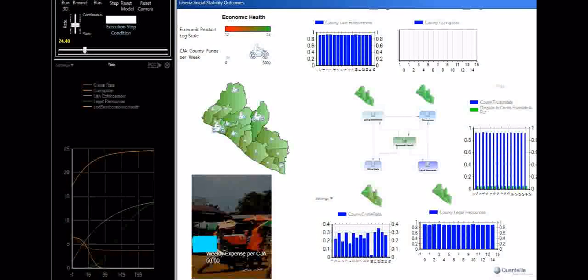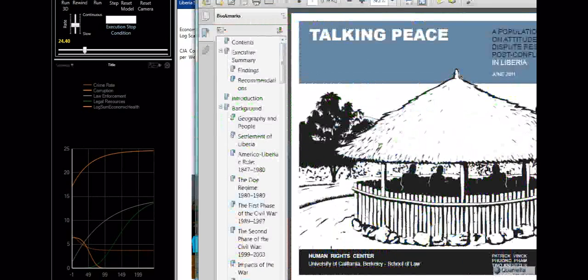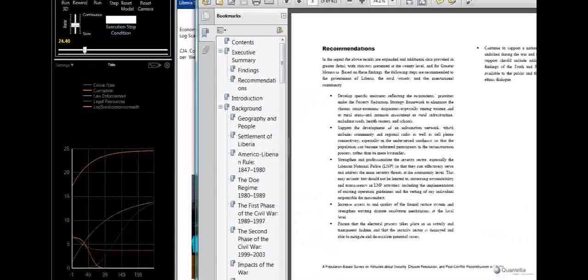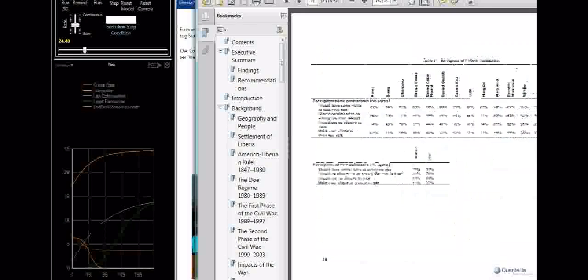So let's talk just briefly about the source of some of the data that's shown here. This is a paper called Talking Peace in Liberia, published in June 2011 by the Human Rights Center at the University of California, Berkeley School of Law. Patrick Vinck, Phuong Pham, and Tino Kreutzer were the authors. This is probably, of everything we've read about Liberia, one of the most comprehensive data as well as qualitative analyses of what's going on.